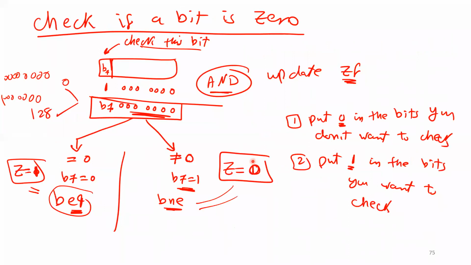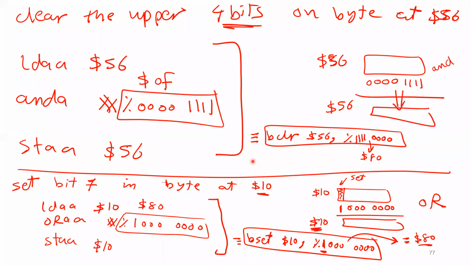Okay, so let's have a lot of examples here. Let's go through them. Let's see the first example, guys. I want to clear the upper 4 bits in this byte, 56. So I have a byte in this memory location 56. I want to clear the upper 4 bits, and I don't want to change the other 4 bits, the lower or less significant 4 bits. As I said before, once I tell you I want to clear, don't think about it. Clear means AND, so I have to use the AND operation.